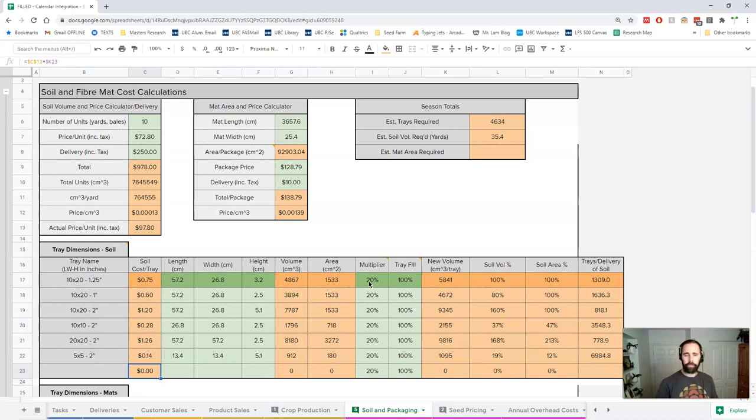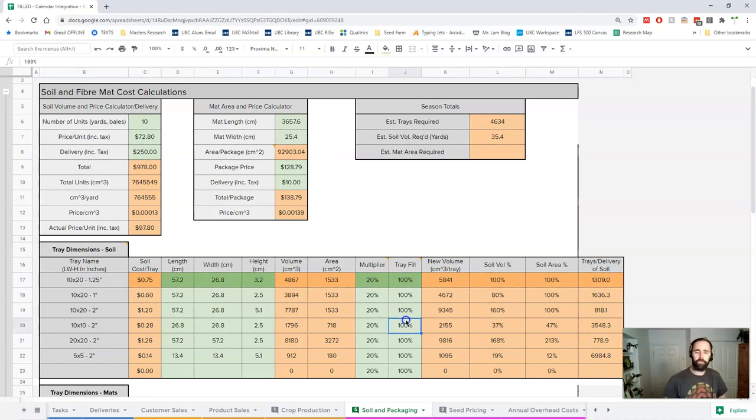It also acts as a buffer. If this multiplier is zero, my soil cost per tray goes down. And theoretically, I want to have that cost per tray higher in my numbers, and then hopefully in real life it comes through lower. So I'm budgeting conservatively, as if things are going to be more expensive.